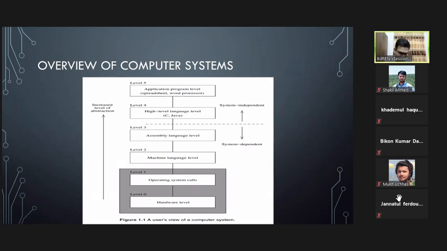Most of the time, students ask me, why should we learn this? For example, why should we learn assembly language? Why should we learn microprocessor? If I'm going to be a mobile app developer in the future, if I'm going to be a graphics designer, let's say, for example, why do I need to know this?